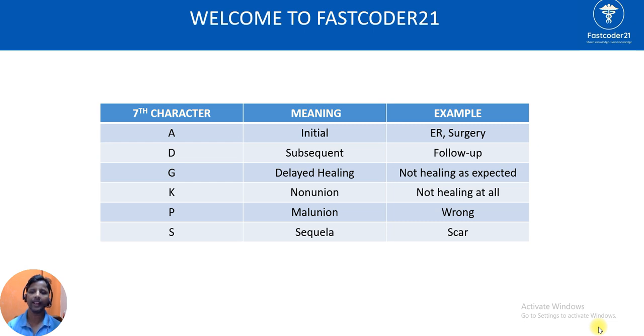Next one is K. K means non-union, basically. For example, the patient has a fracture and the physician has performed the treatment, but no healing occurred between the two fracture ends. That time we will call it non-union. So non-union means not healing at all. Next one is seventh character P. What is the meaning of P? Malunion. Here the patient will have healing, but it is in the wrong position. That time we will use seventh character P.